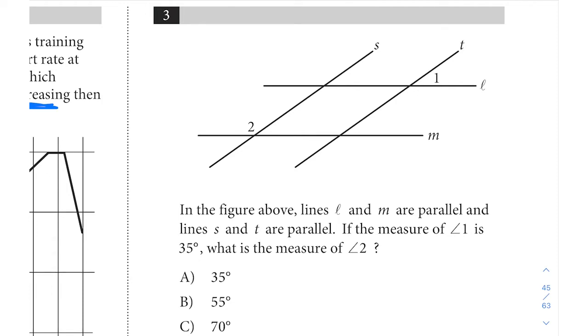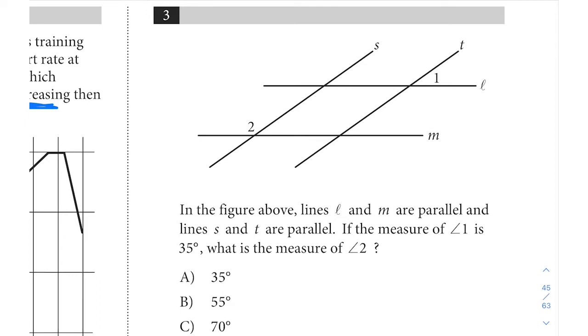And I'm going to take a look at some geometry principles here, but then we're also going to look at this strategically. So in the figure above, lines L and M are parallel and lines S and T are parallel. If the measure of angle 1 is 35, what is the measure of angle 2? So sometimes you might come across a figure that's not drawn to scale, but they'll tell you if it's not drawn to scale.